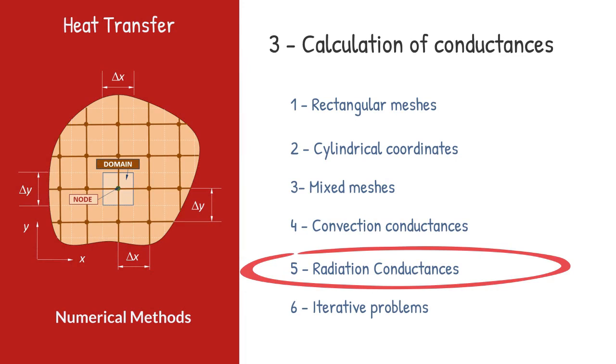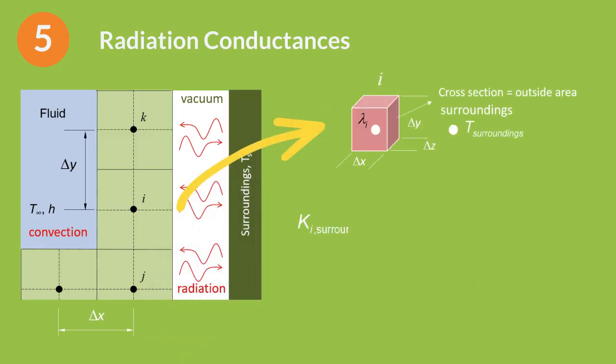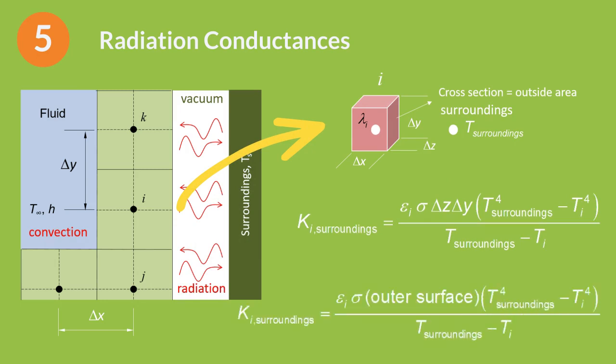Radiation conductances. The radiation conductance with the surroundings can also be calculated. As a general rule, the outer surface of the node exposed to the surroundings must be calculated. It is observed that this conductance depends on the temperature of the node surface. This fact forces us to solve the system of equations iteratively when there are radiation conductances.